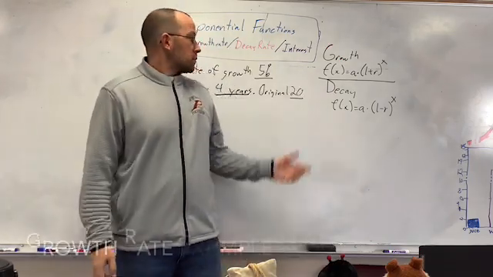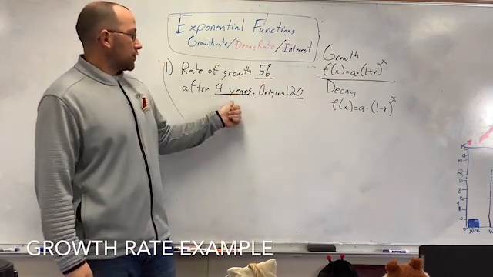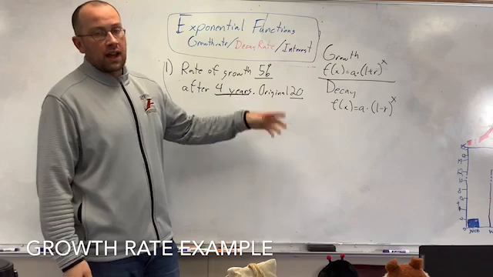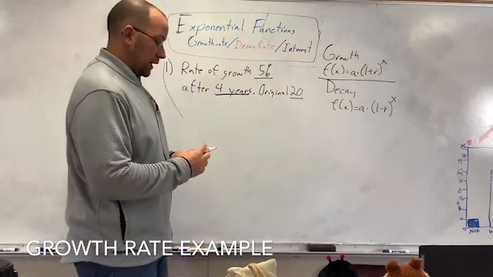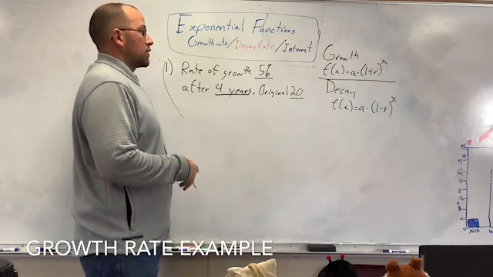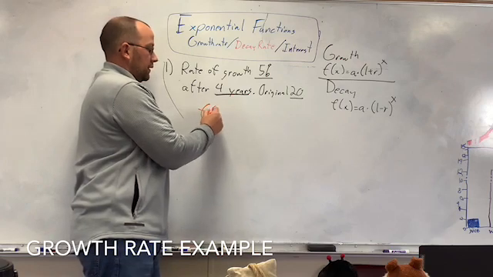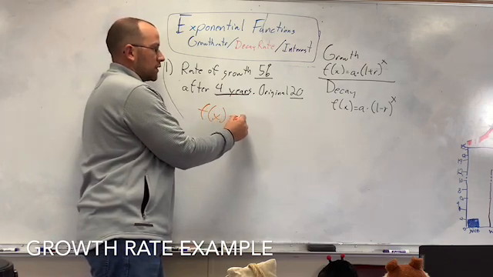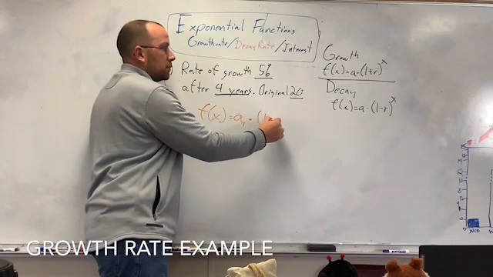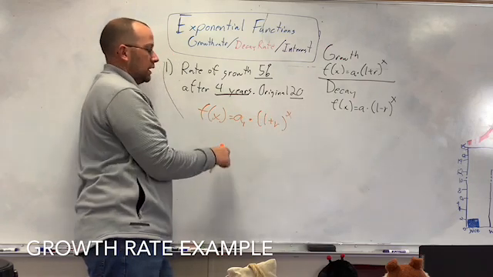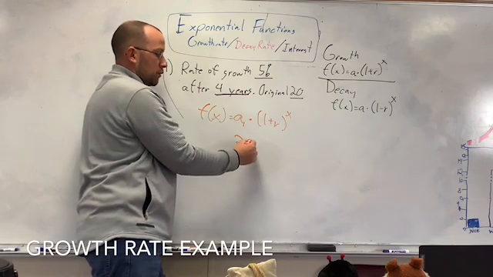All right, here's our first problem. So rate of growth is at 5%. After 4 years, how much do you have if you originally have 20? These are just some generic numbers that I'm using, nothing fancy about them. So it's a growth rate, so I use my growth rate function. F of x equals a, which is my start, 1 plus the rate times the time. All right, so my a is my original number here, which is 20.